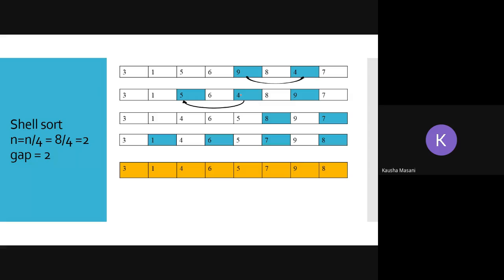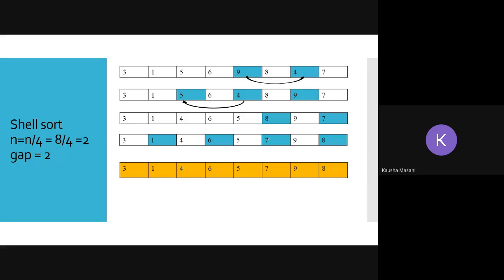Again, look at the backward index. 4 and 5. Do I need a swap? Yes. So 3, 1, 4, 6 and 5 are my sorted array members. Okay. Now go with the 8. 8 and 7. Do I need a swap? Yes. So 7 is here.